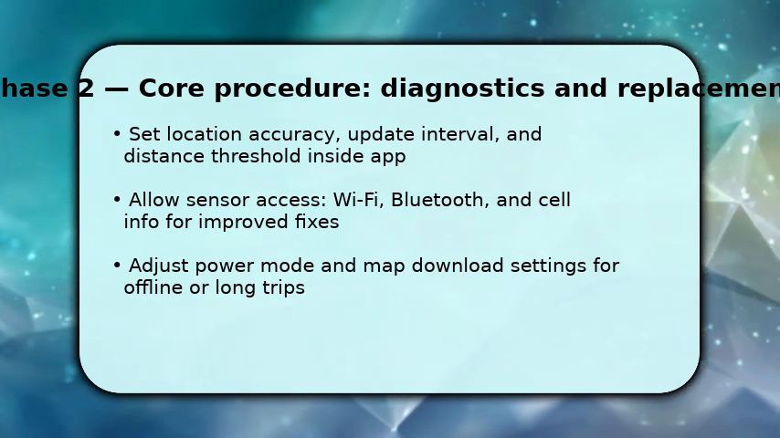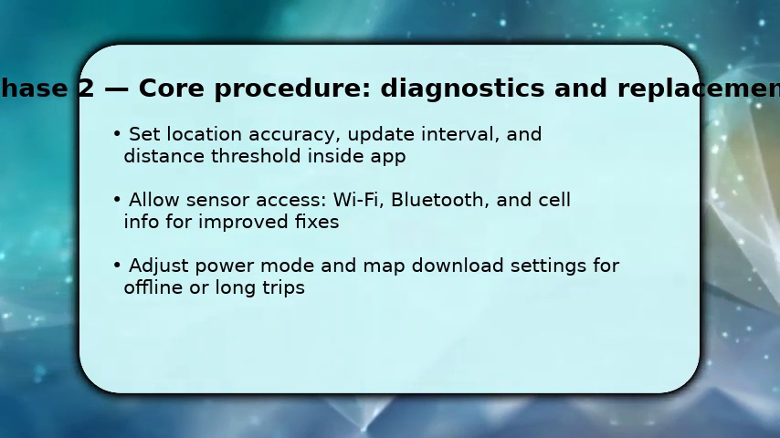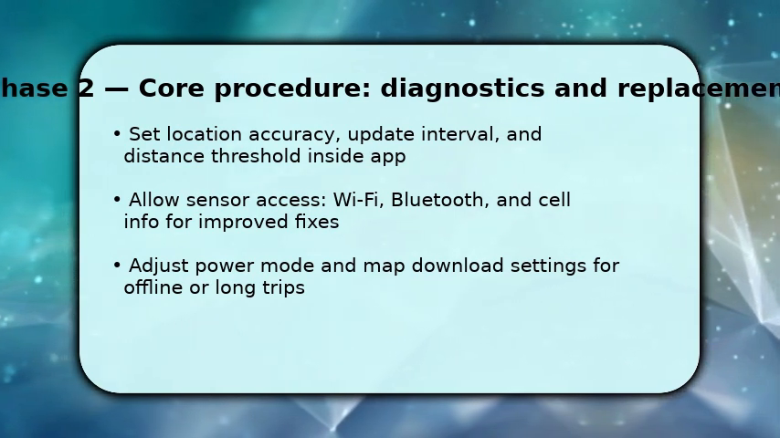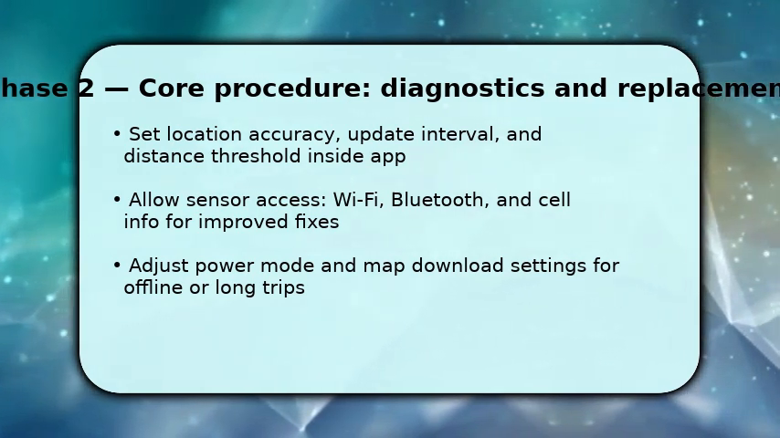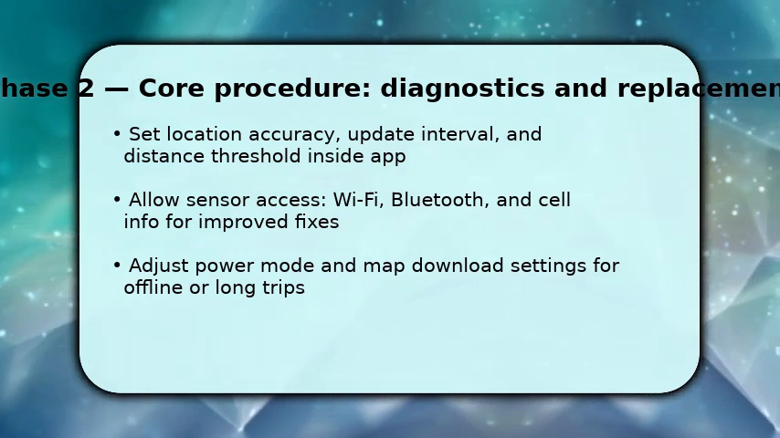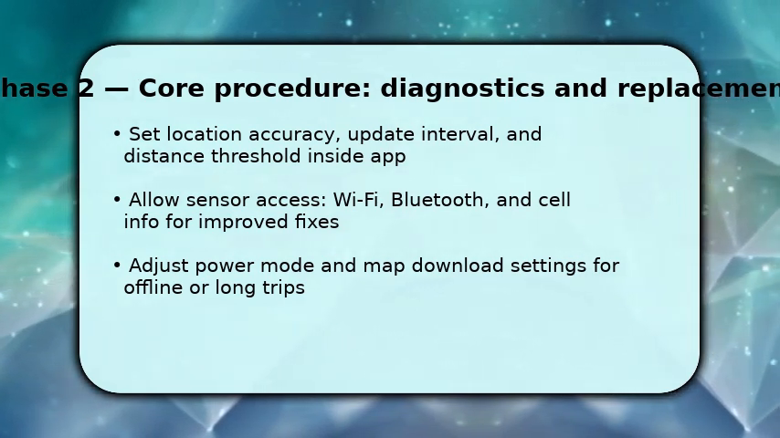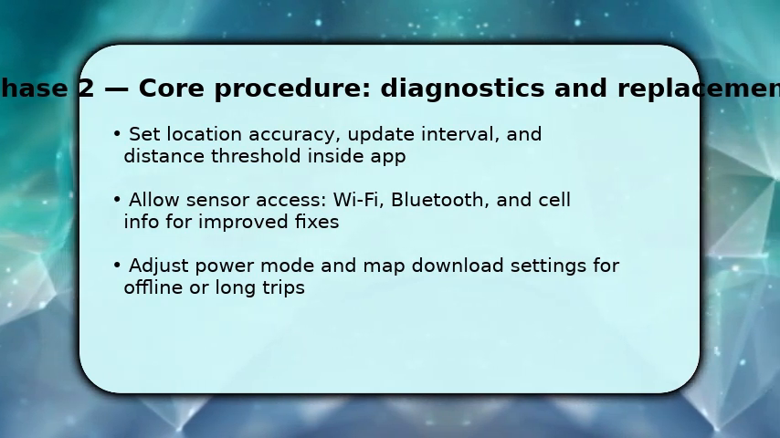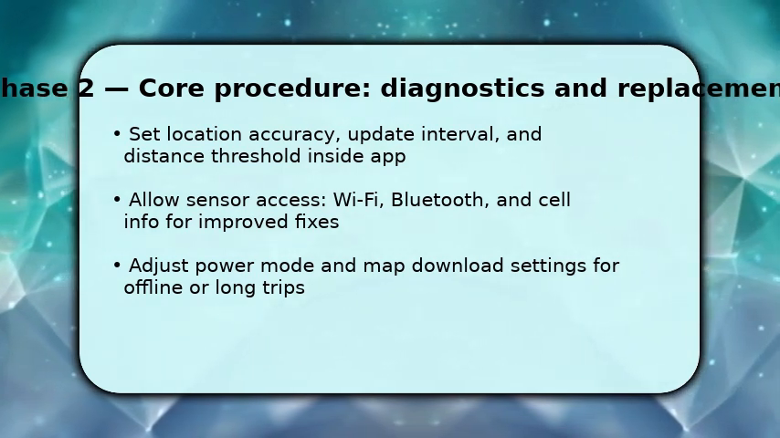Also enable Wi-Fi and Bluetooth scanning and allow cell info so the phone can produce faster, more reliable fixes. If you'll be offline, download maps for the area and make power mode adjustments to avoid killed background processes. These changes directly affect how consistent.